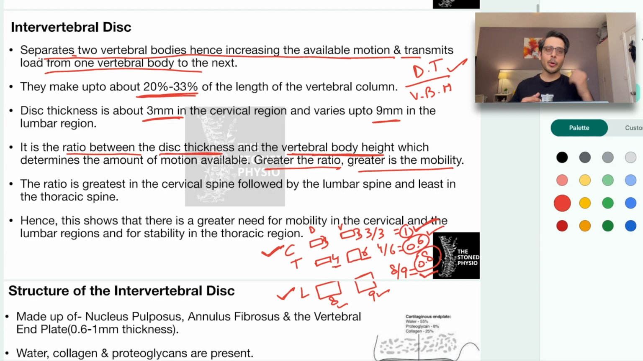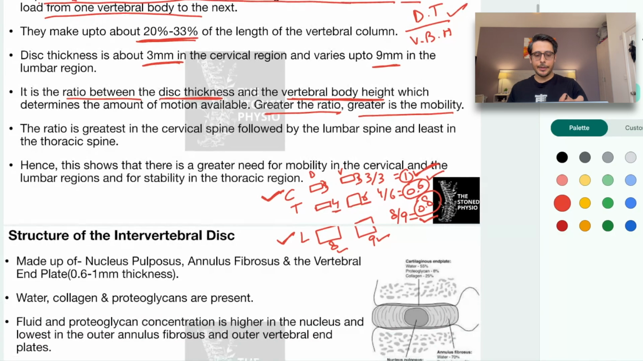A bit more, 0.8 in the lumbar spine, hence a bit more mobility in the lumbar spine, and it came out to be 1 in the cervical spine, and that's why there is maximum mobility in the cervical spine. And that's how the thickness of the intervertebral disc and the height of the vertebral body determine how much mobility is present there.